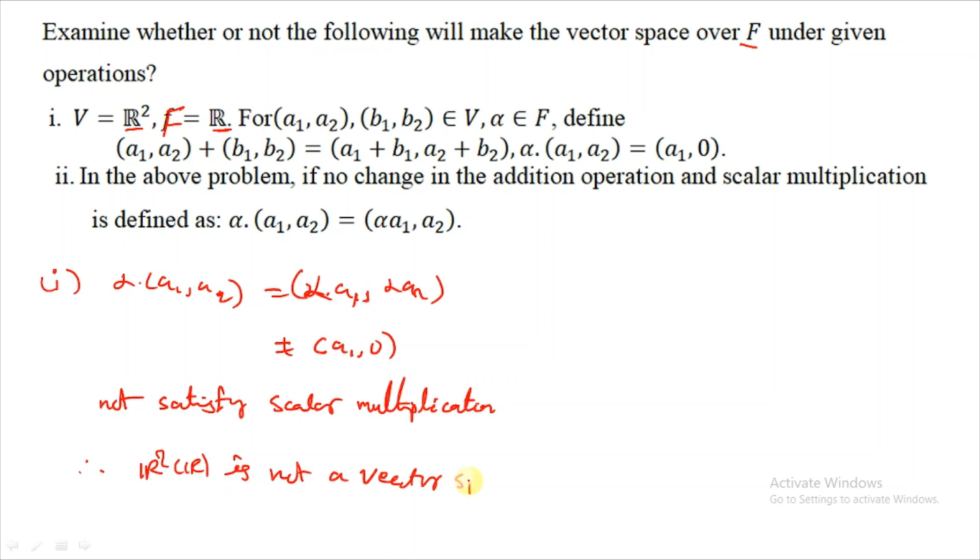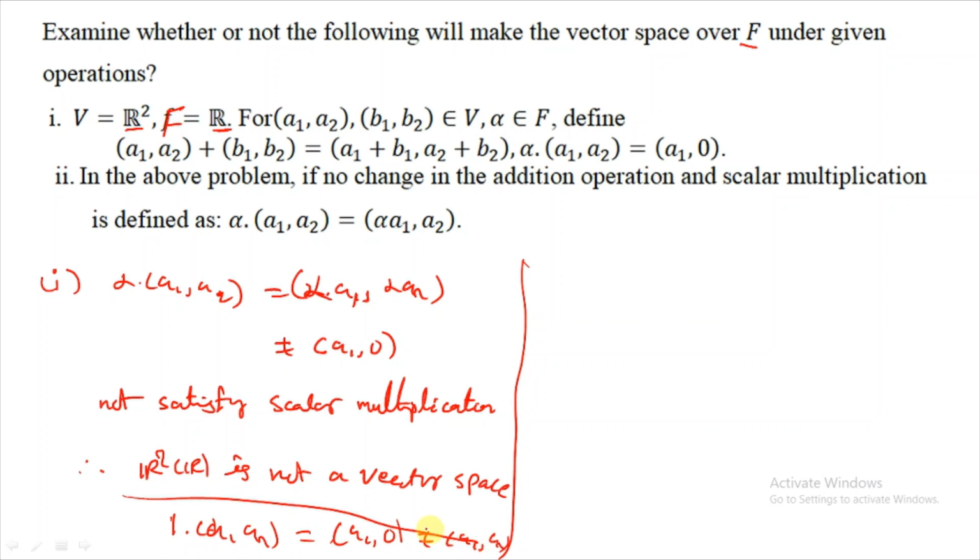Not only this one, you can give another condition. Observe here 1 dot A1 A2 must be A1 A2. But by using this condition, if you take alpha is 1, we get A1 0. It's not equal to A1 A2. That's why it's another failing condition, the sixth condition also, this is the seventh condition. You can give any one, but it's not a vector space. Now observe the second one.